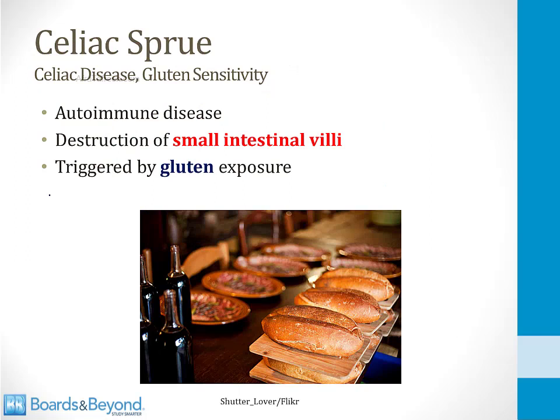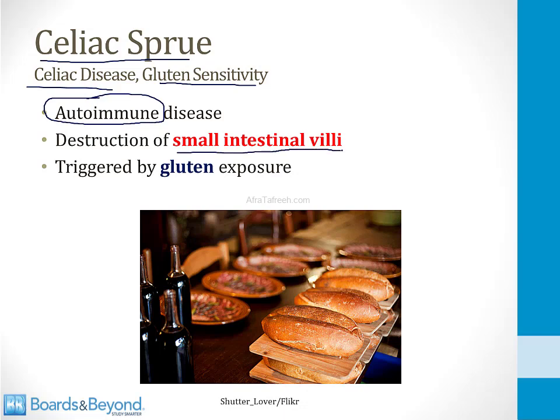Now let's talk about specific causes of malabsorption, and I'll begin with a disorder that is relatively common and one that you are very likely to see clinically, and that is celiac sprue, which is also sometimes called celiac disease or gluten sensitivity. This is an autoimmune condition that results in destruction of small intestinal villi. We'll see some pictures of this in a minute. And it's triggered by exposure to gluten, which you may know is found in many forms of bread.